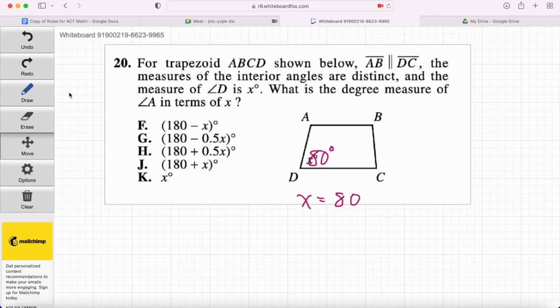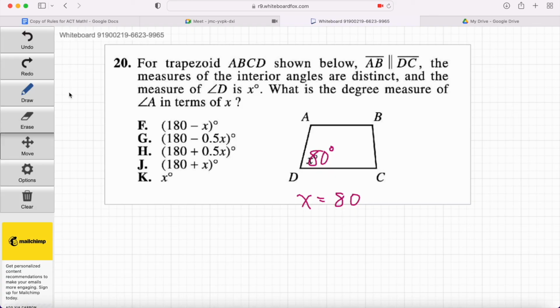I think we can test these answer choices. First of all, what does A look like? Give me an estimate for A. Probably 100? Or 110, something like that? It's bigger than 90, but not a ton bigger. Something like 100, or 110 maybe. Plug in 80 for x into the answer choices.